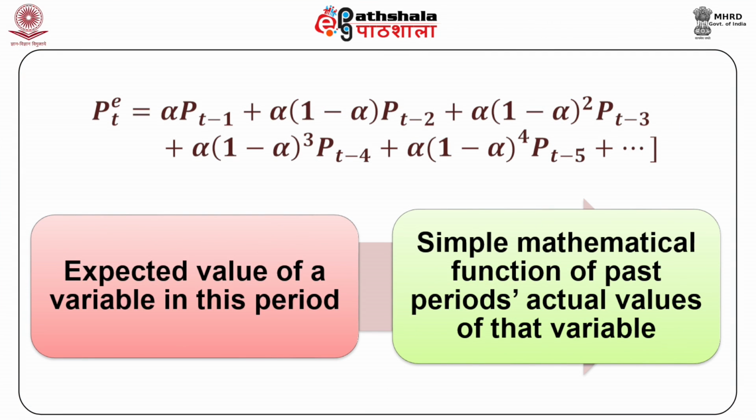P_t^e = alpha P_{t-1} + alpha (1 - alpha) P_{t-2} + alpha (1 - alpha)^2 P_{t-3} + alpha (1 - alpha)^3 P_{t-4} + alpha (1 - alpha)^4 P_{t-5} + and so on. This is given as equation 10. Thus, the expected value of a variable in this period can be written as a simple mathematical function of the past period's actual values of that variable.